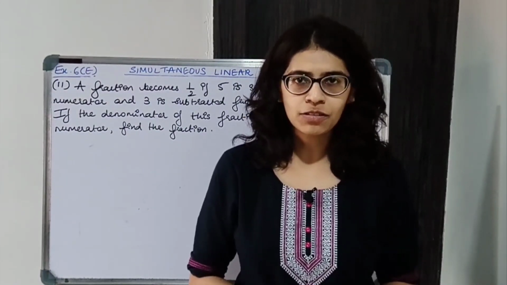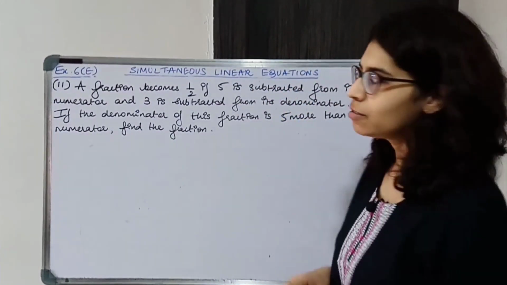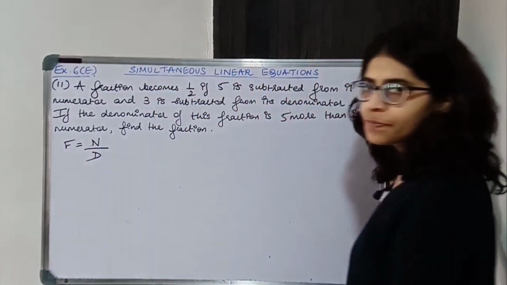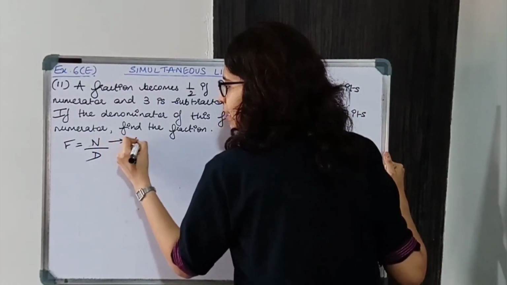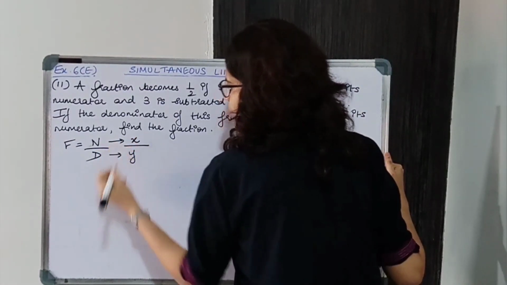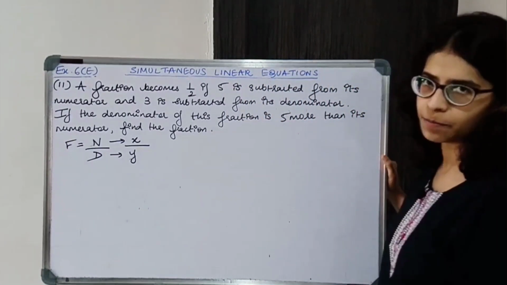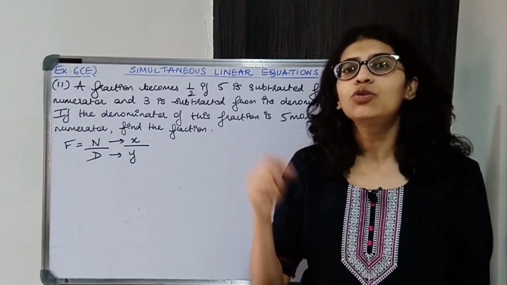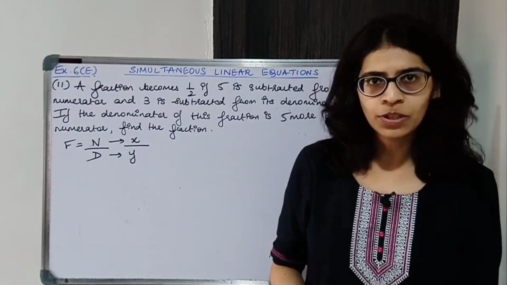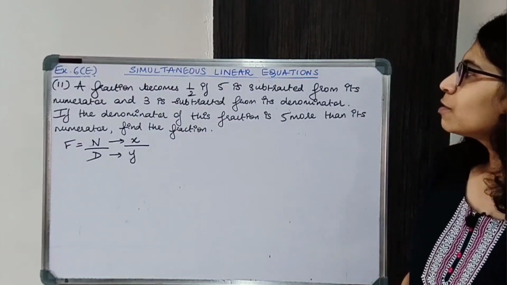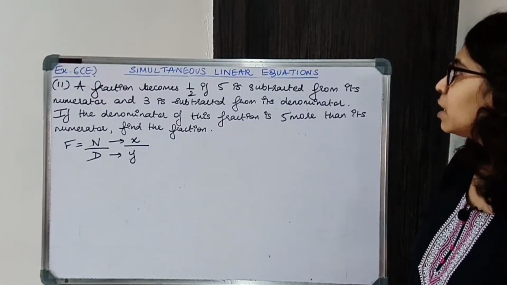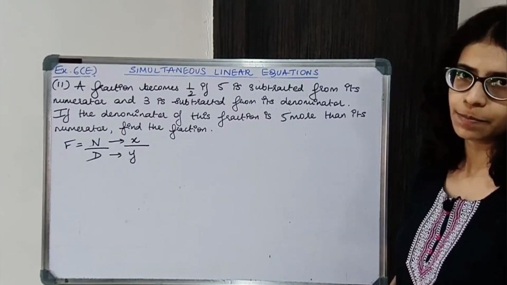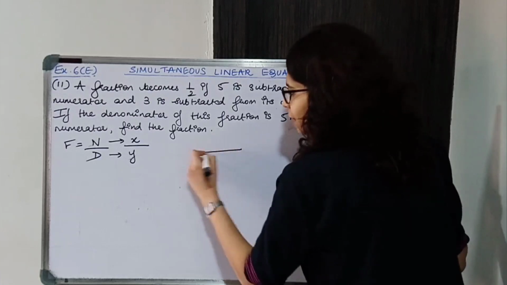Again we have a fraction, so let's say the fraction is some numerator upon some denominator, where the numerator is x and denominator is y, so the fraction will be x upon y. Now we need to find the values of x and y. For that we need two linear equations which we will solve. So the first condition: the fraction becomes half if 5 is subtracted from its numerator and 3 is subtracted from its denominator. So there is a fraction.